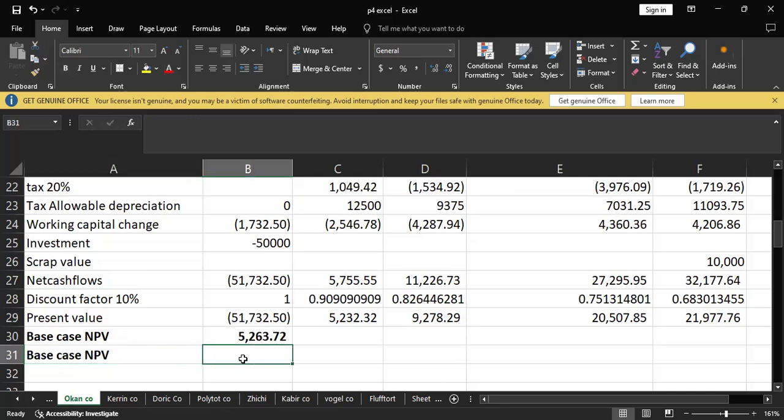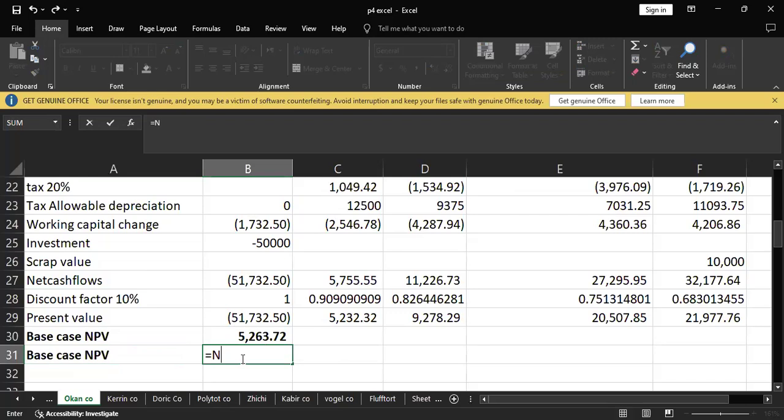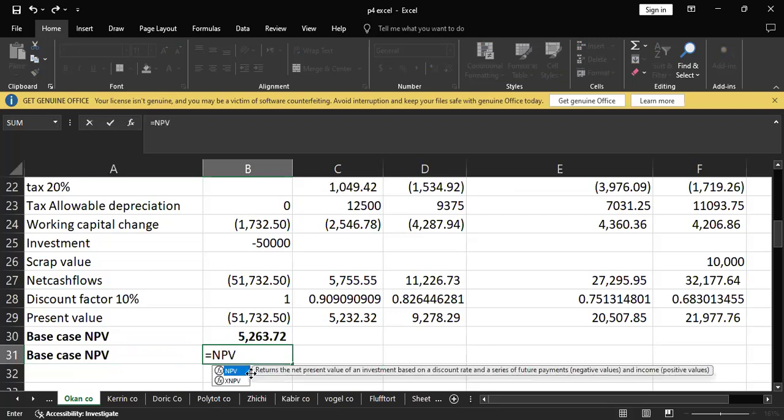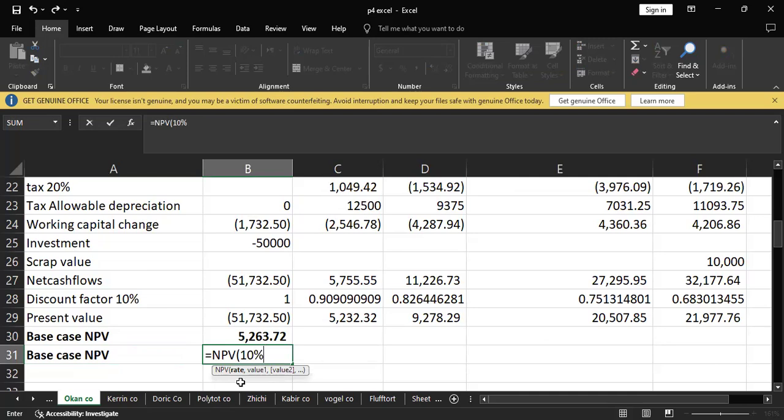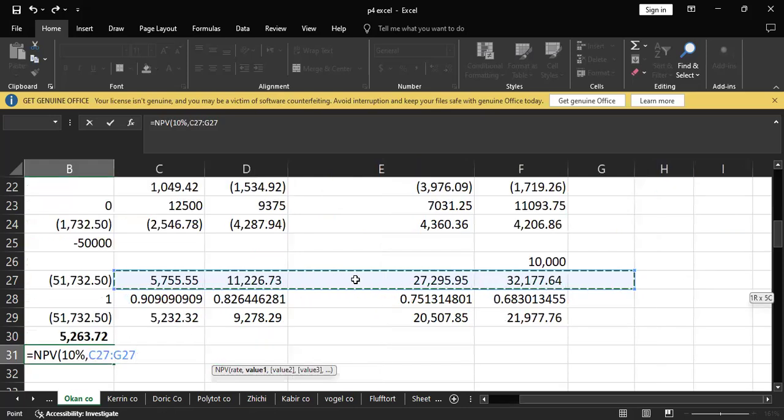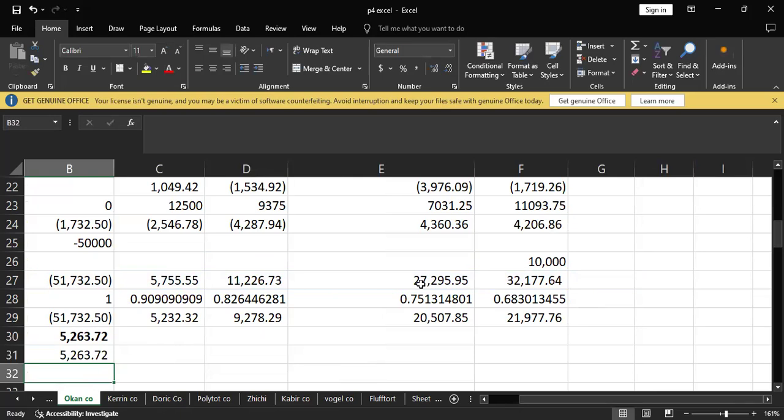How you can compute it is equal to NPV. It is asking you what is the rate. So tell it the rate is 10%. Now it is asking what are the values, comma, select all the cash flows. These are the cash flows. Bracket close, then plus add the negative. The same NPV is coming.